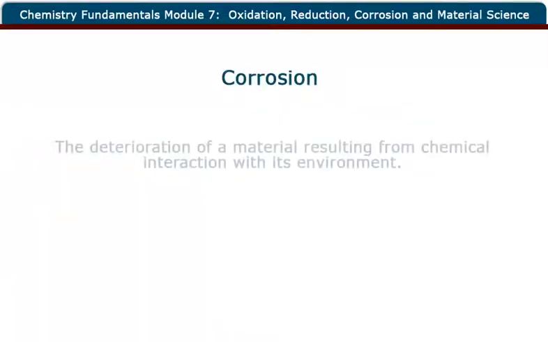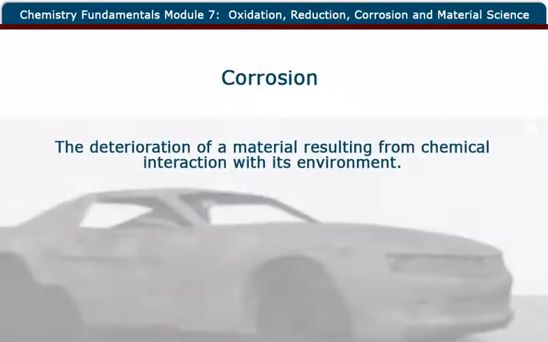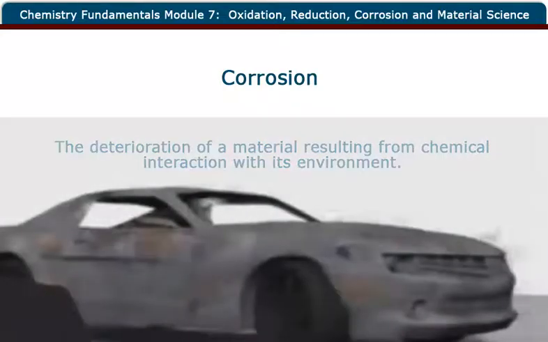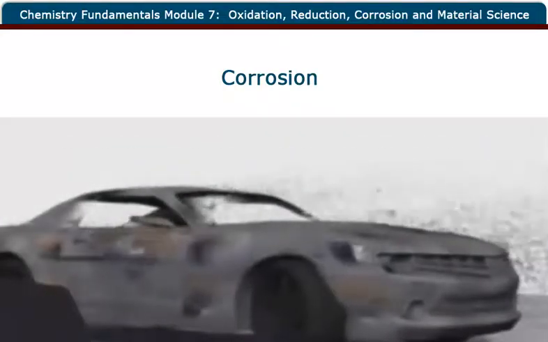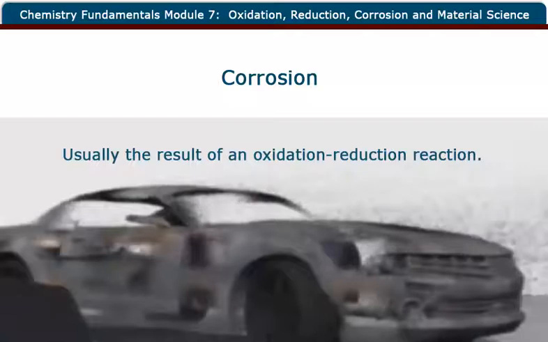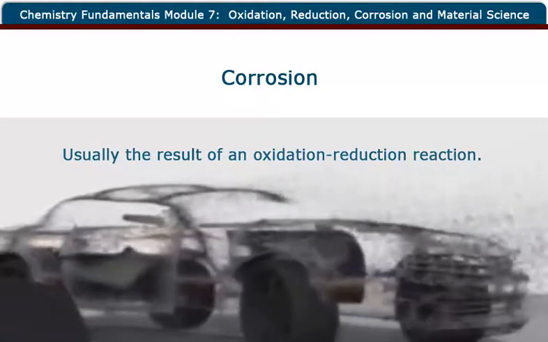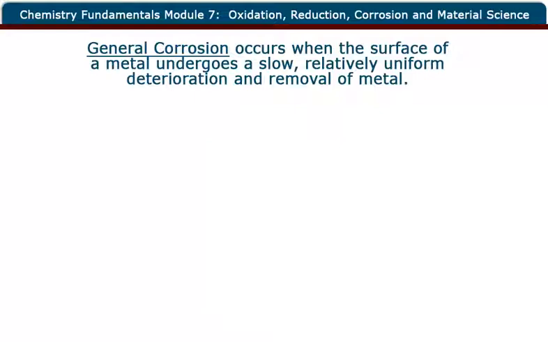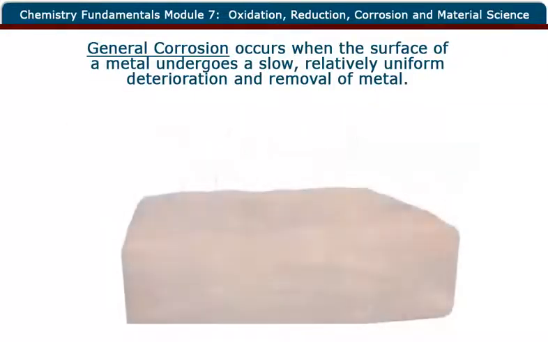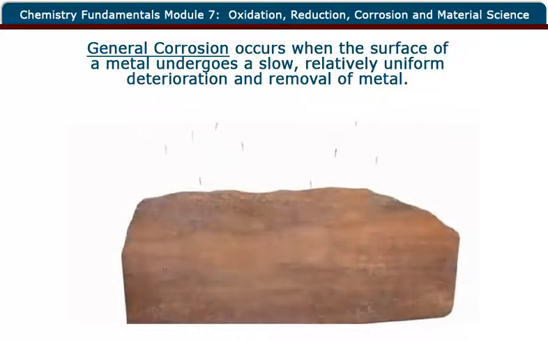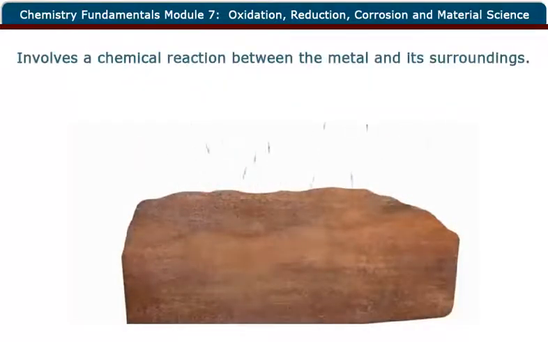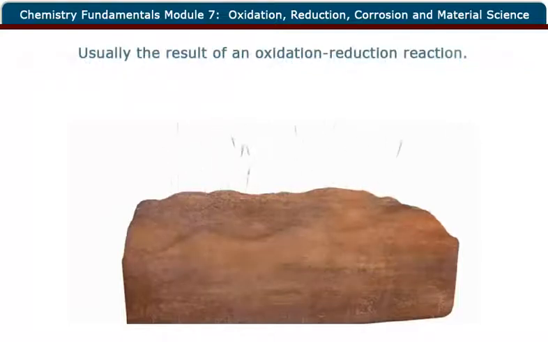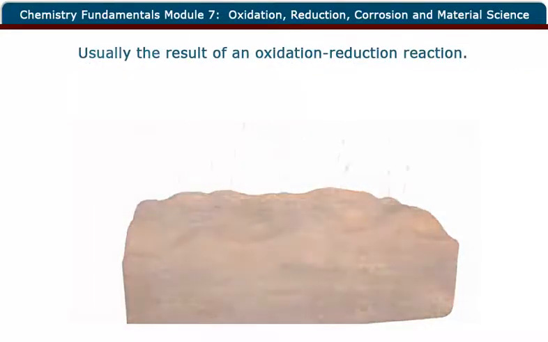Corrosion is defined as the deterioration of a material resulting from chemical interaction with its environment. Corrosion is usually the result of an oxidation-reduction reaction. General corrosion occurs when the surface of a metal undergoes a slow, relatively uniform deterioration and removal of metal. General corrosion involves a chemical reaction between the metal and its surroundings. It's usually the result of an oxidation-reduction reaction.